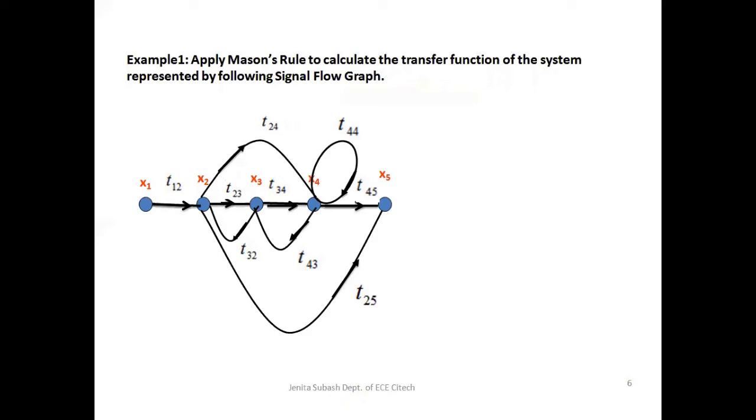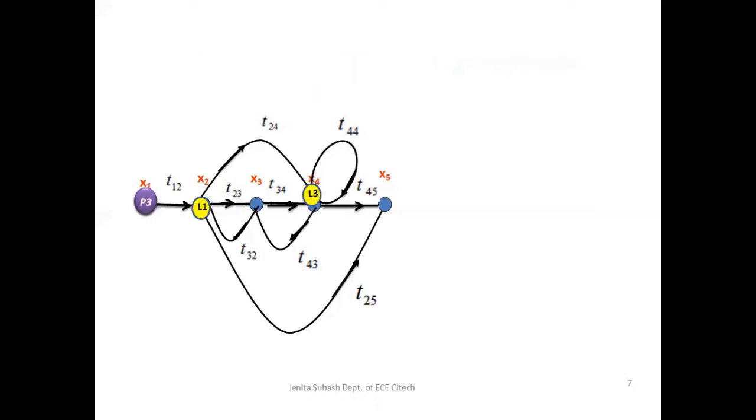Apply Mason's rule to calculate the transfer function of the system represented by the following signal flow graph. So you are given a signal flow graph with 5 nodes x1, x2, x3, x4, x5. So we have to apply Mason's rule which we have discussed in the previous session. That is, we have to apply all the steps and finally calculate the transfer function. So let's start solving this problem.